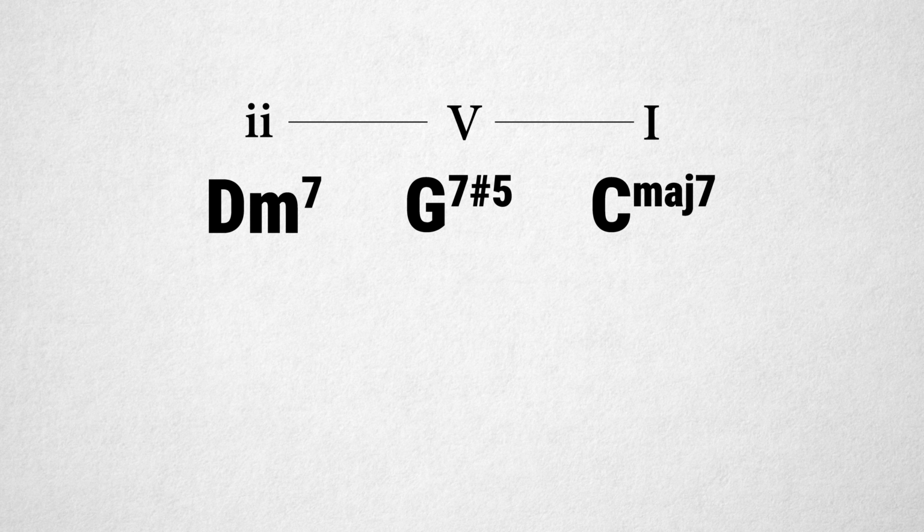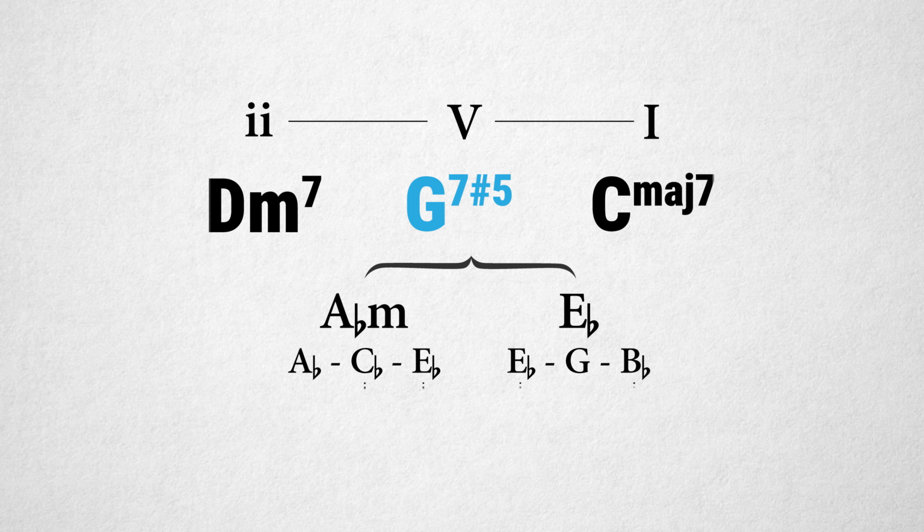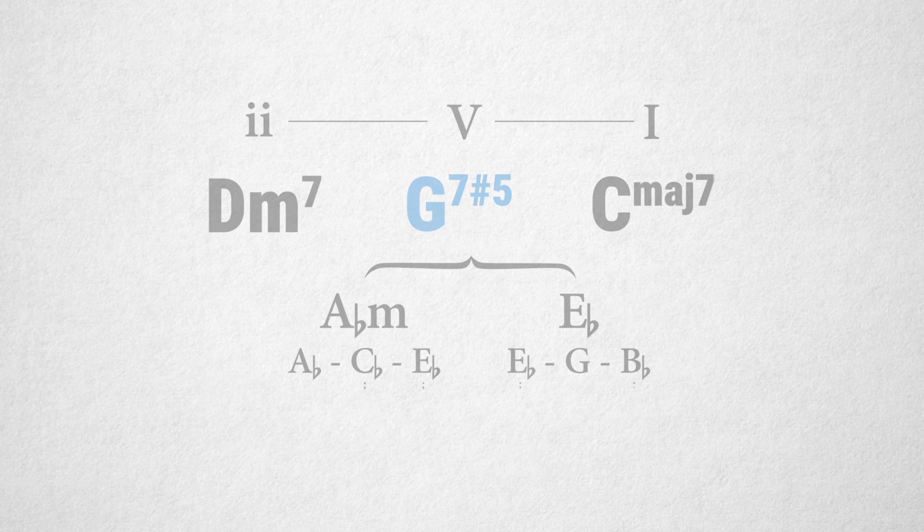Over the G altered chord we can play the A flat minor triad and the E flat major triad we have just seen in the previous chapter. Now the result is an altered sound.